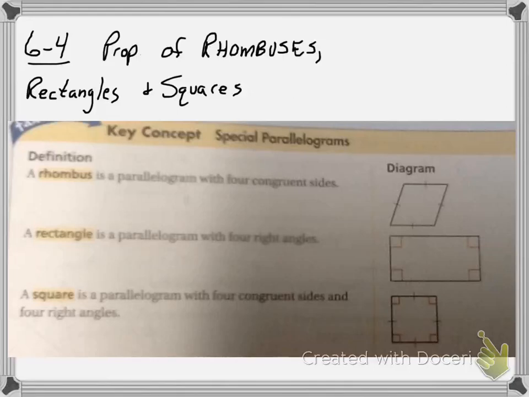And 6.4 is about properties of rhombuses, rectangles, and squares. And remember, the key here is that these are special parallelograms. Means that every property we talked about with parallelograms still holds true for all three of these, a rhombus, a rectangle, and a square. So a rhombus is a parallelogram with 4 congruent sides, a rectangle is a parallelogram with 4 right angles, and a square is a parallelogram with 4 congruent sides and 4 right angles.